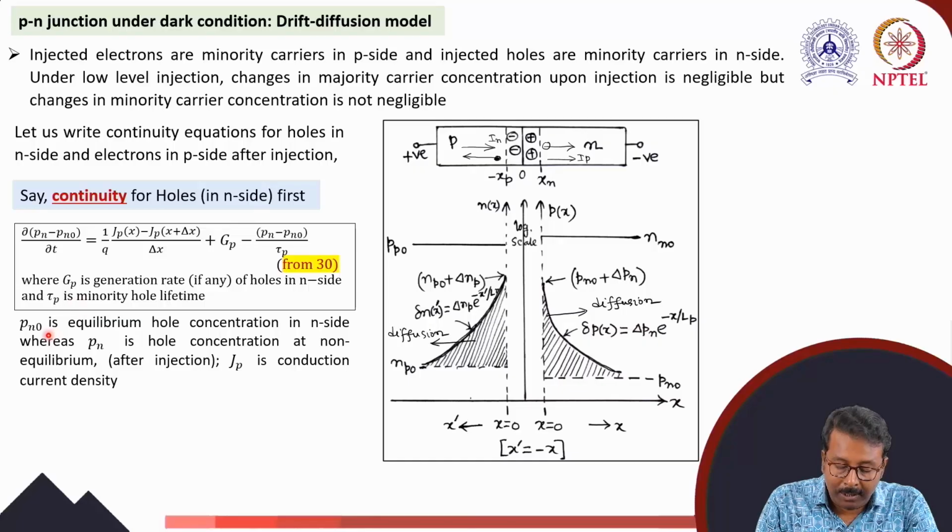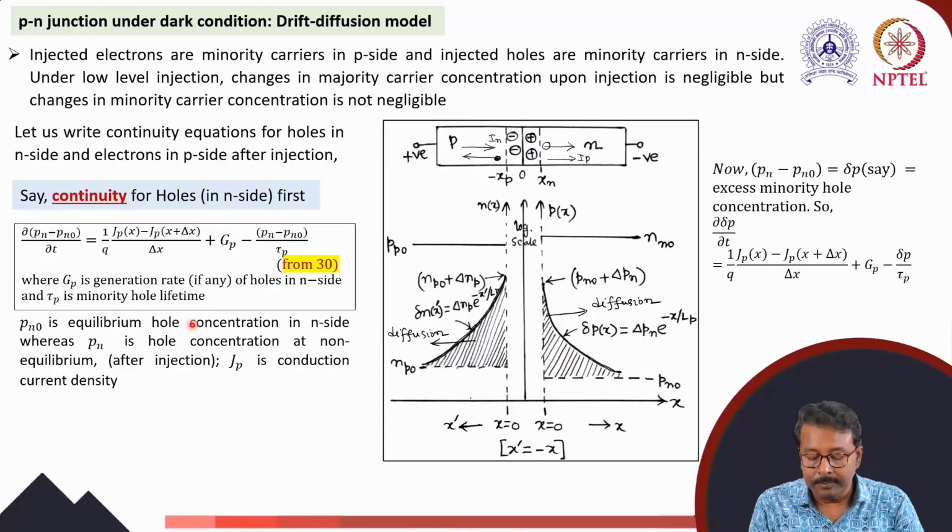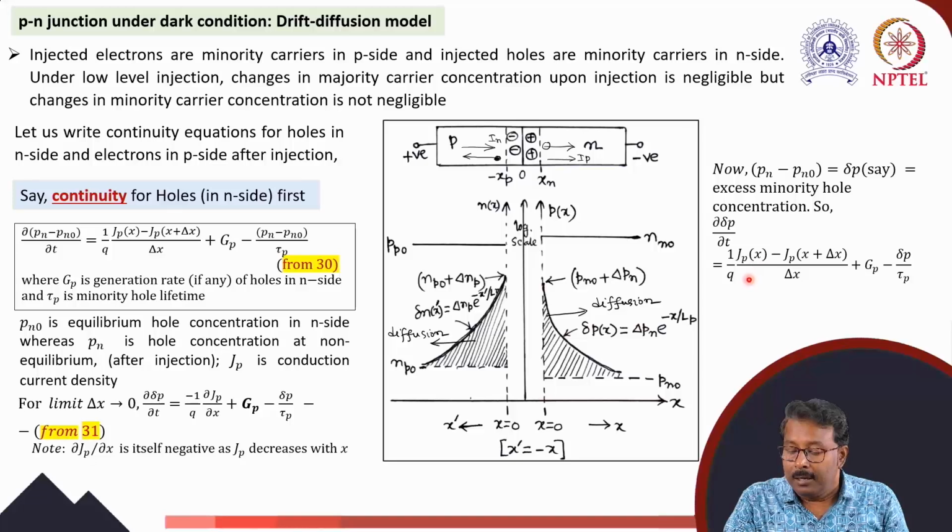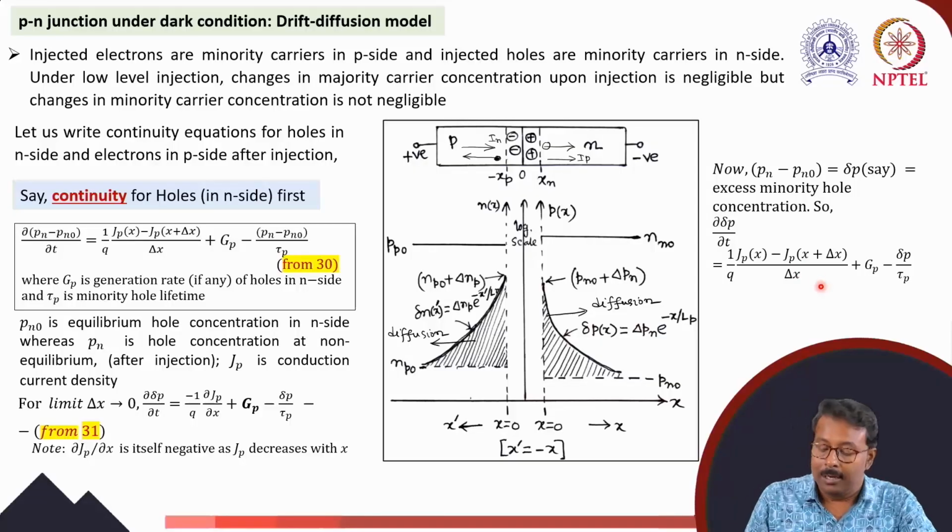Now, if we consider the diode, the generation rate will be nothing, because we are now discussing the dark condition. So if you consider Jpx minus Jpx plus delta x, by delta x, if we consider the limit delta x tends to 0, this will become nothing but the derivative. And also you remember, Jpx minus Jpx plus delta x, by delta x, is itself a negative value because of the decrement nature of the conduction current.